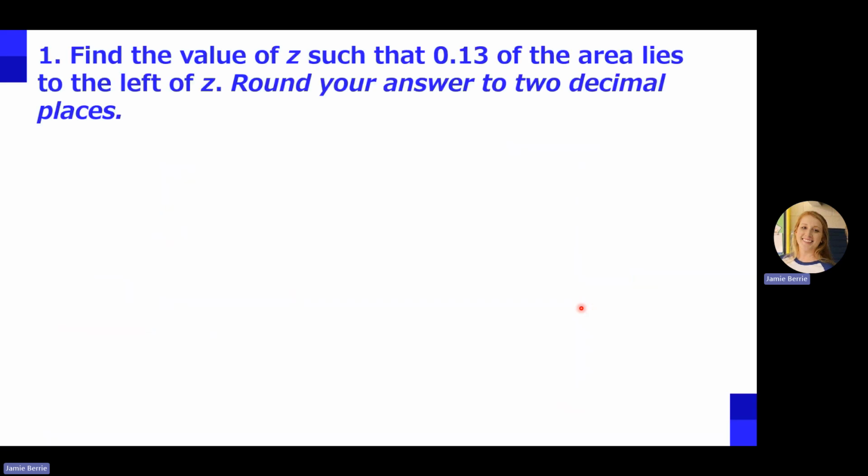All right, so here's our first example. It says, find the value of z. Okay, we see the variable z. That tells us that we're in the standard normal distribution. So find the value of z such that 0.13 of the area lies to the left of z. All right, so 0.13, that's the probability or the area under the curve.